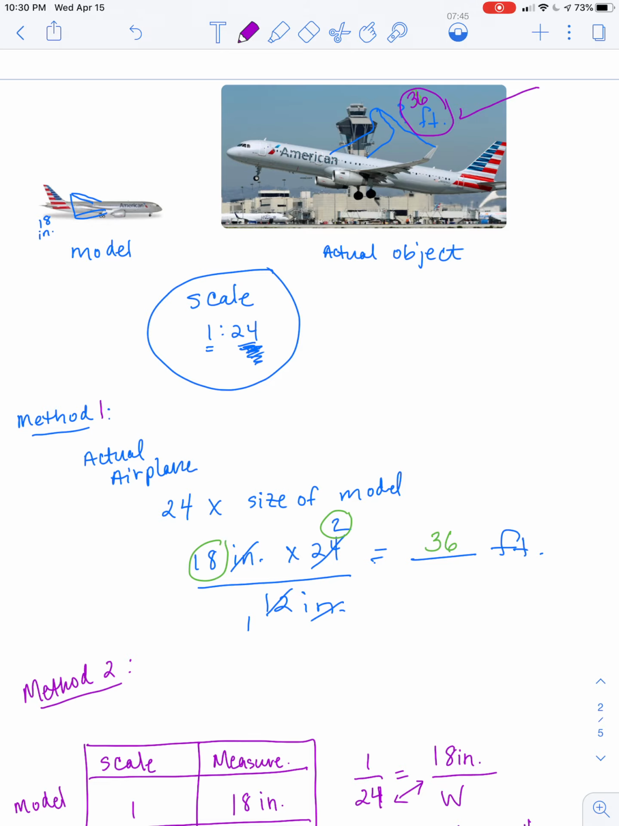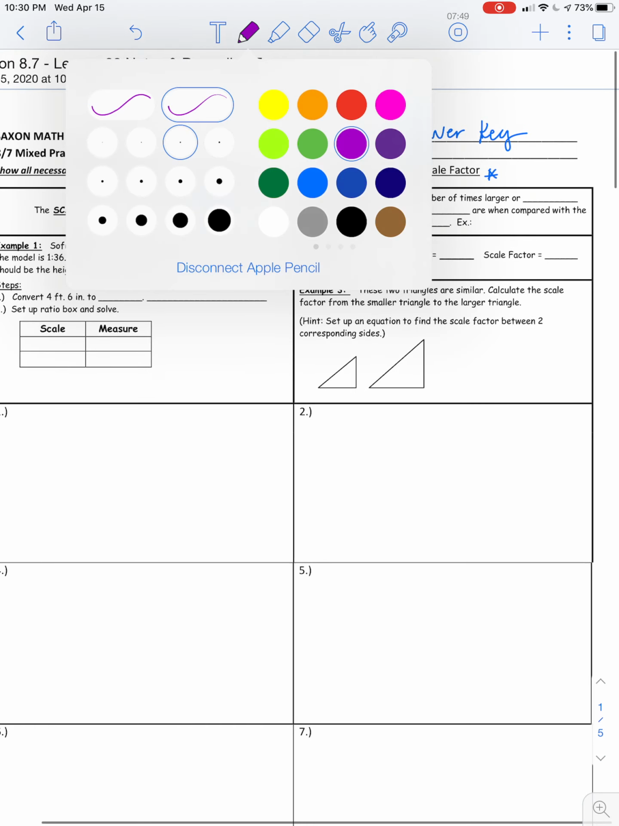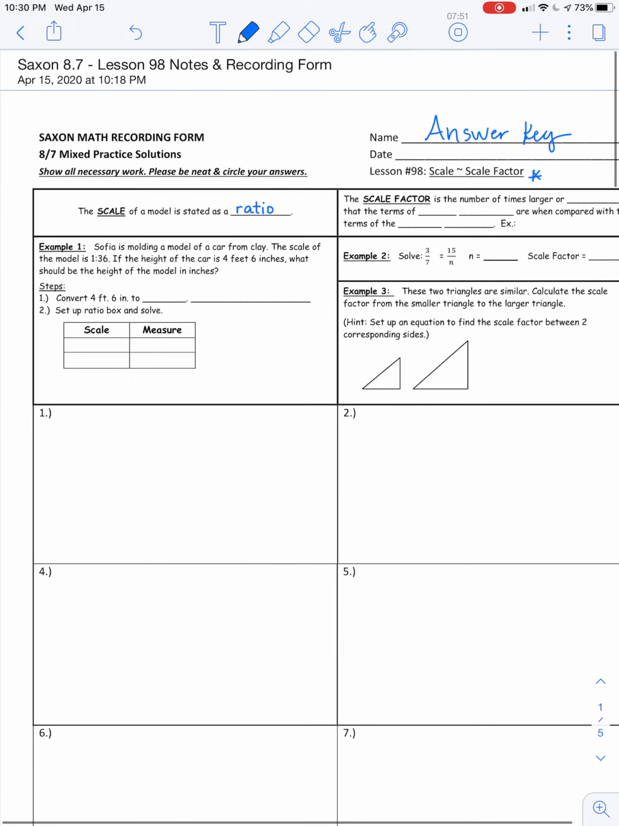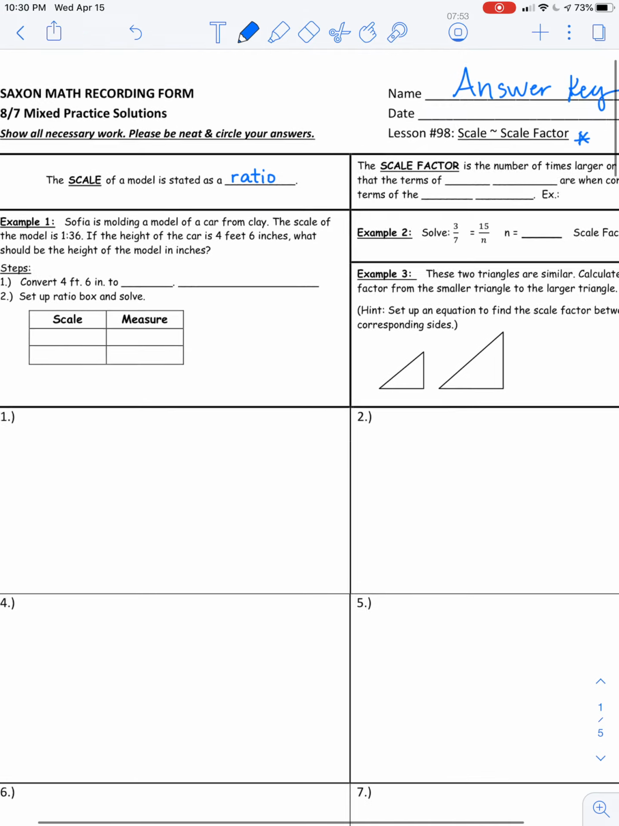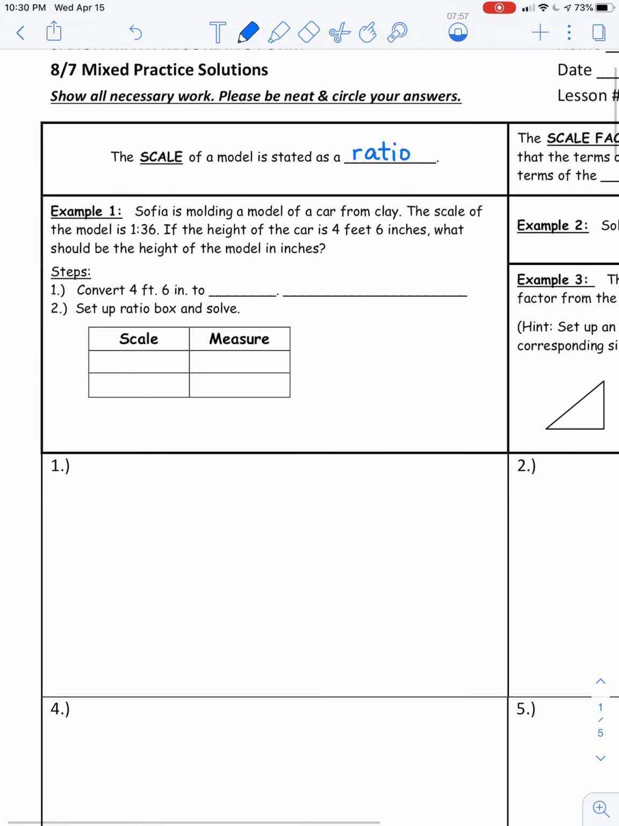Now, we're going to look at a problem together that's going to be built into your notes. We're going to look at example 1. Example 1 says, Sophia is molding a model of a car from clay. The scale of the model is 1 to 36. If the height of the car is 4 feet 6 inches, what should be the height of the model in inches?